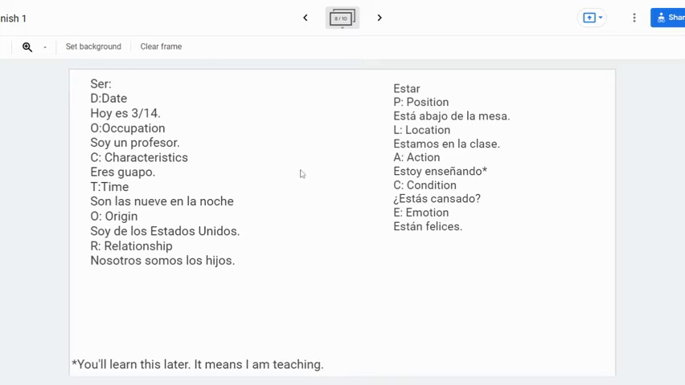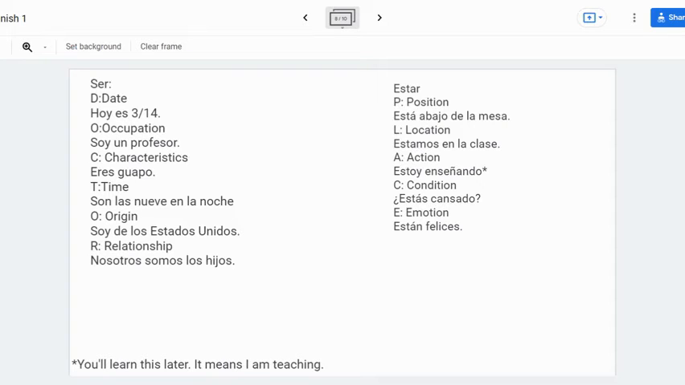Estar is different. You can remember what it is used for with the mnemonic device PLACE. P is for position. Está abajo de la mesa, which is a prepositional sentence stating that it is under the table. I'll teach you all these prepositions later. Just bear with me here. L is for location. Estamos en la clase, which means we are in the class.